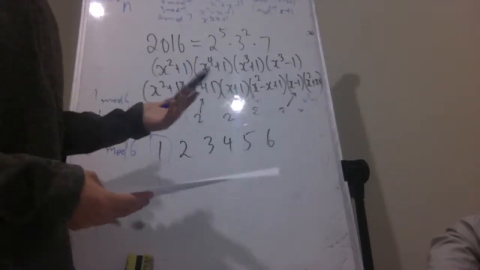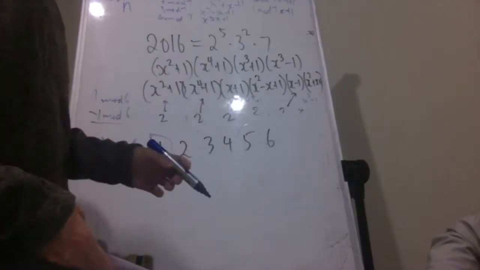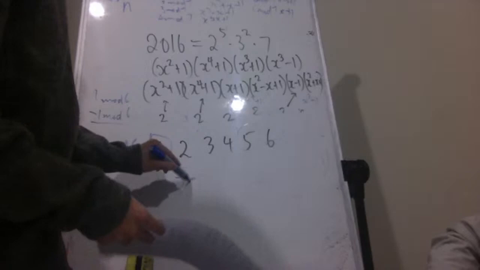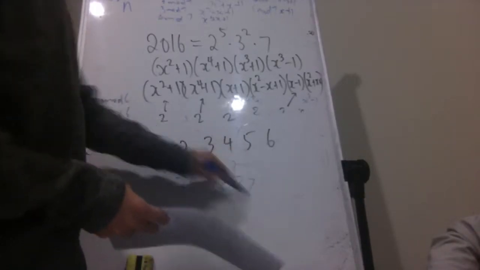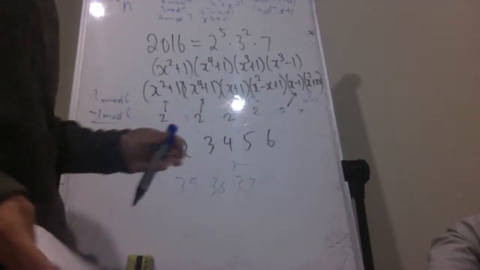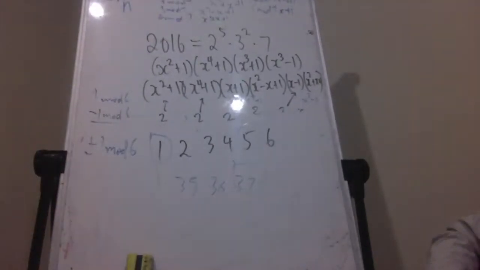So if one of them is a multiple of 7, then the other one's not. Say 35 doesn't work, then 36, 37 must work. So 37 must work. That makes sense. I can explain it to you, I'm pretty sure I can.